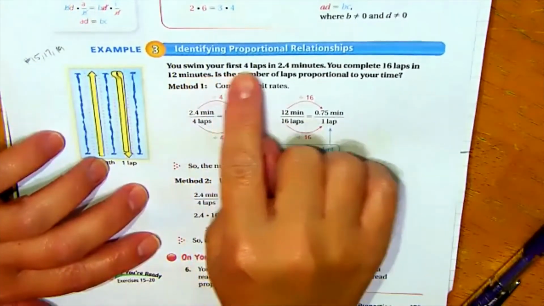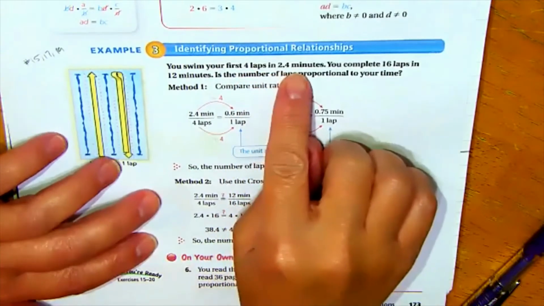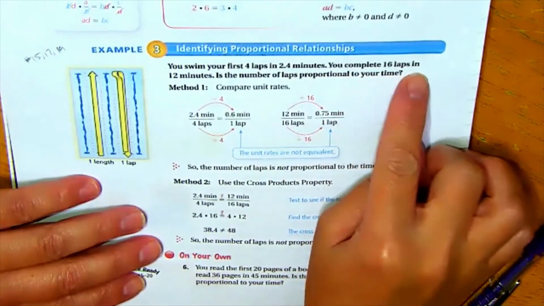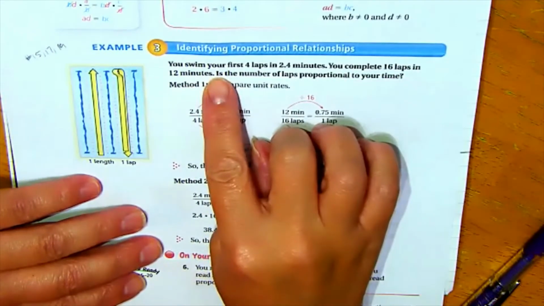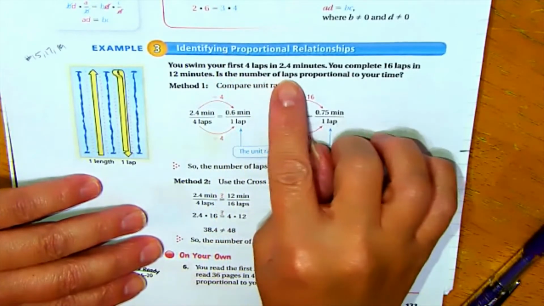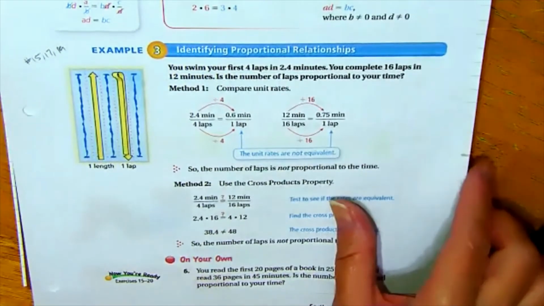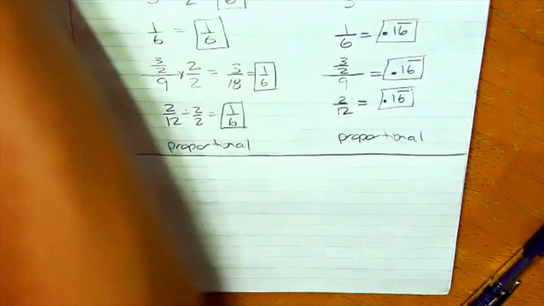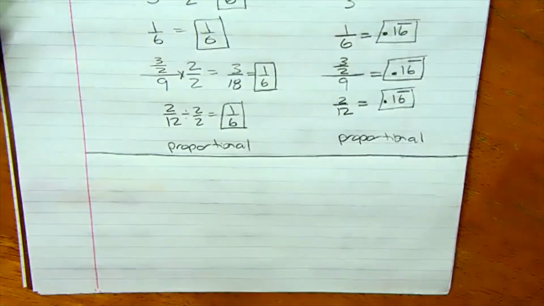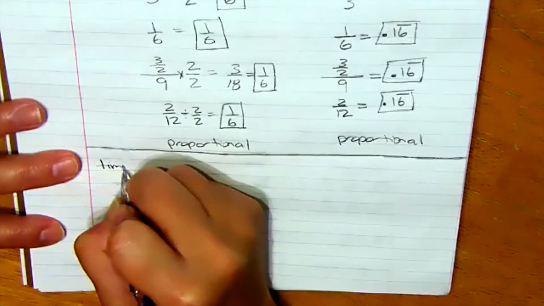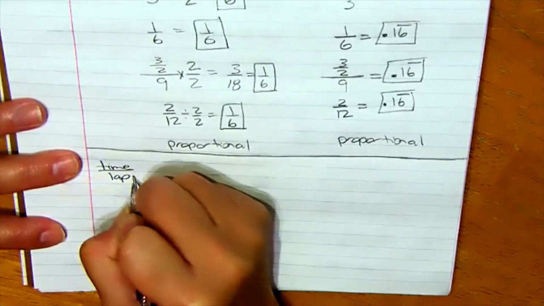You swim your first 4 laps in 2.4 minutes. You complete 16 laps in 12 minutes. Is the number of laps proportional to your time? I don't know. Let's find out. The first thing I'm going to do is turn this into a fraction. I want my time over my laps.